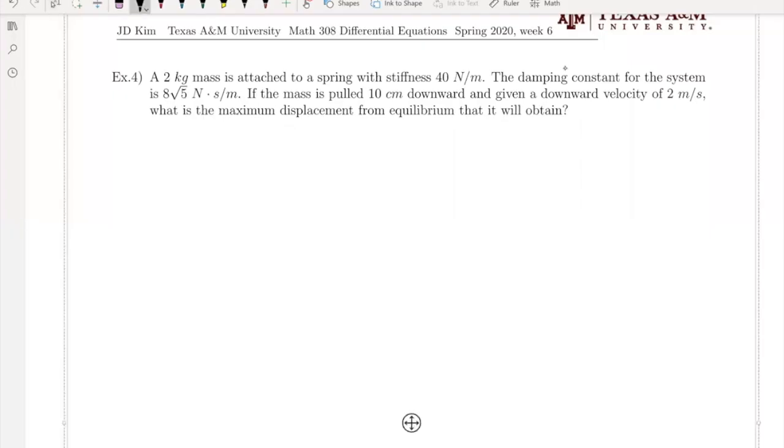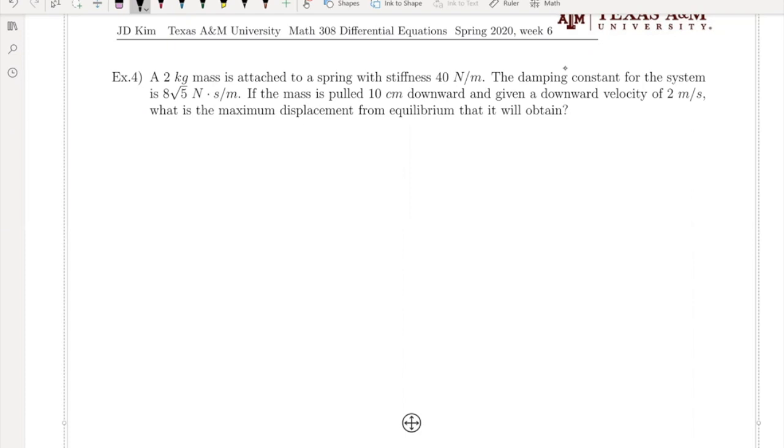Okay, example number 4. Read the problem carefully, okay? They said a 2 kilogram mass on the spring, and the stiffness is 40 Newton per meter, which means the spring coefficient k is 40, and the damping constant of the system is 8 square root of 5 Newton second per meter, okay? And there's some initial conditions as well. And then they ask you to find the displacement, which means this is a damped free vibration model, right?